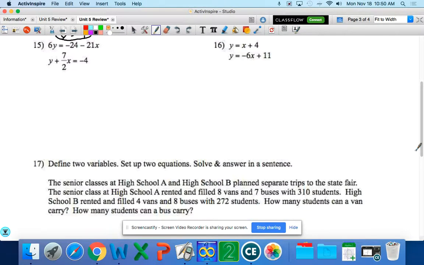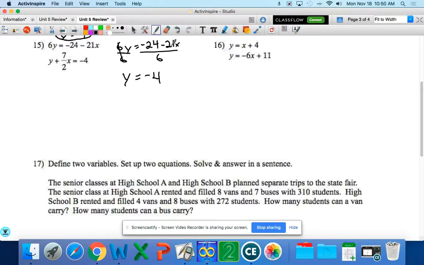Number 15, this is the one I was looking ahead earlier and seeing that I knew I was going to graph, because I'm just going to solve both of these for y. For this top equation, 6y equals negative 24 minus 21x. That means I'm just dividing by 6 and dividing by 6. This is y equals, that's going to be a negative 4.